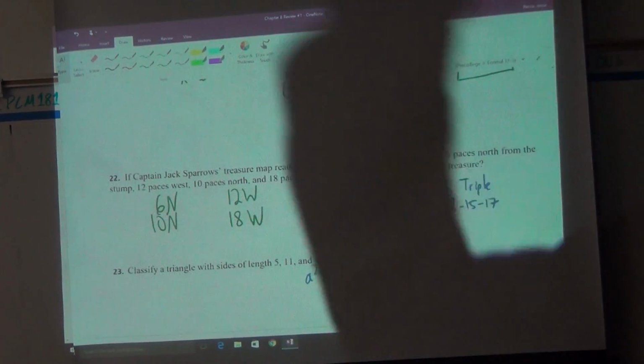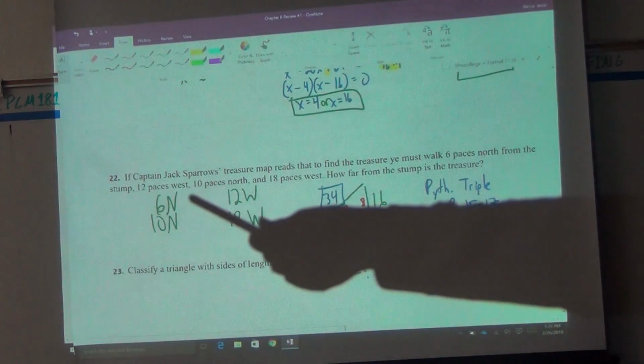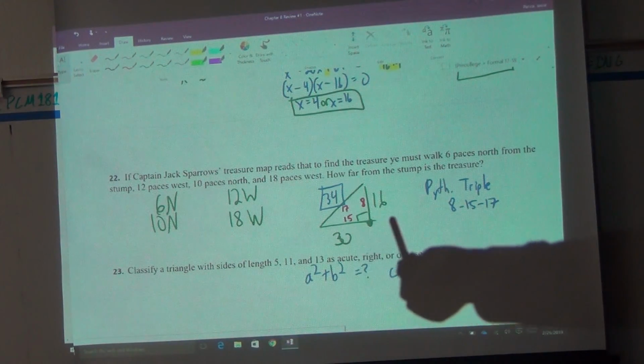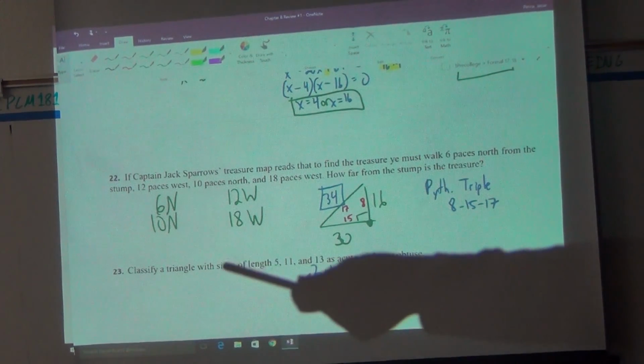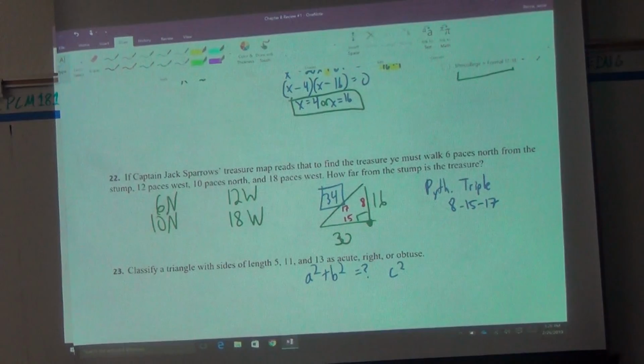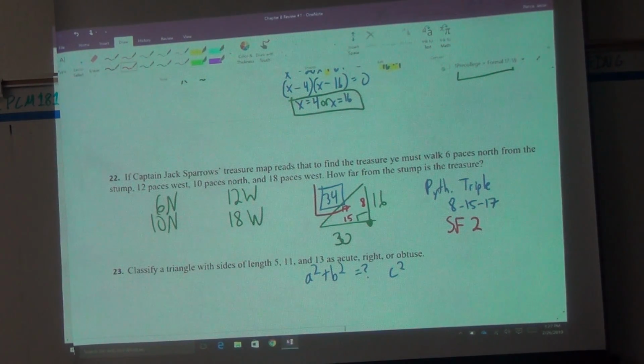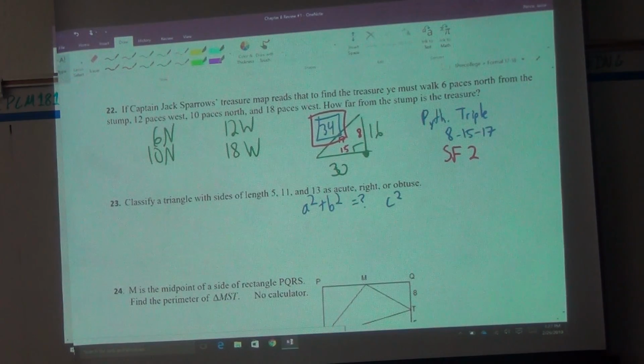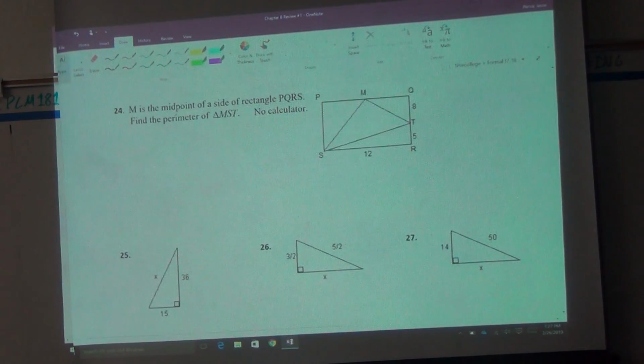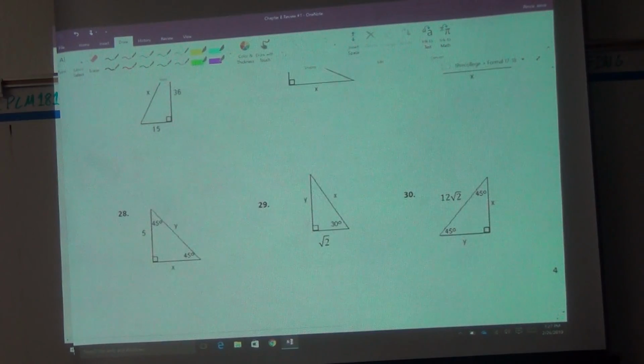You'll see these problems in a couple different ways. This one, we only went north and we only went west, so we only have 16 as an up and 30 as a sideways. And a right triangle, 8, 15, 17, Pythagorean triple with a scale factor of 2. And that's going to get you a 34. We're going to skip 23. We're going to skip 24. And let's play triples and specials.